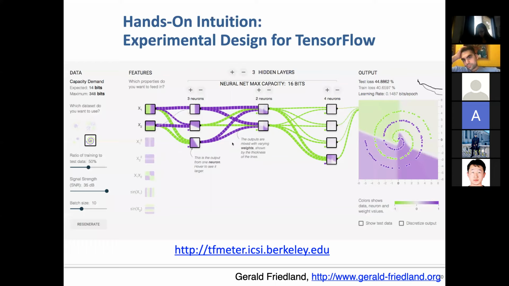Now, two things as a preview for this class. First one is this. Go to tfmeter.icsi.berkeley.edu. That is a tool where I show you various measurements that will be defined in this lecture, and you can just build neural networks to train various things. As you do so, you see measurements go up and down, and it gives you the memory equivalent capacity of the network that you built, and also capacity demands for various data sets on the left. I would like to give you a homework: just play around with it. I will introduce this tool in the next lecture.